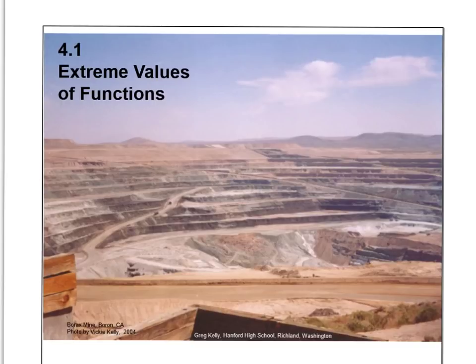This is a section that has a lot of repeats of what you've studied previously, and basically it is about extreme values of functions from lesson 4.1. And basically with extremes, you're just looking at maxes and mins. That's basically what it's all about.